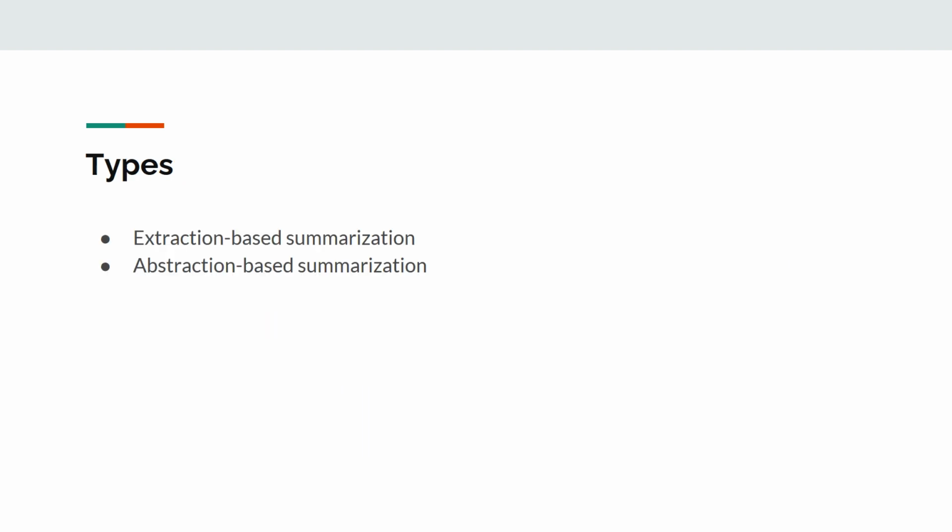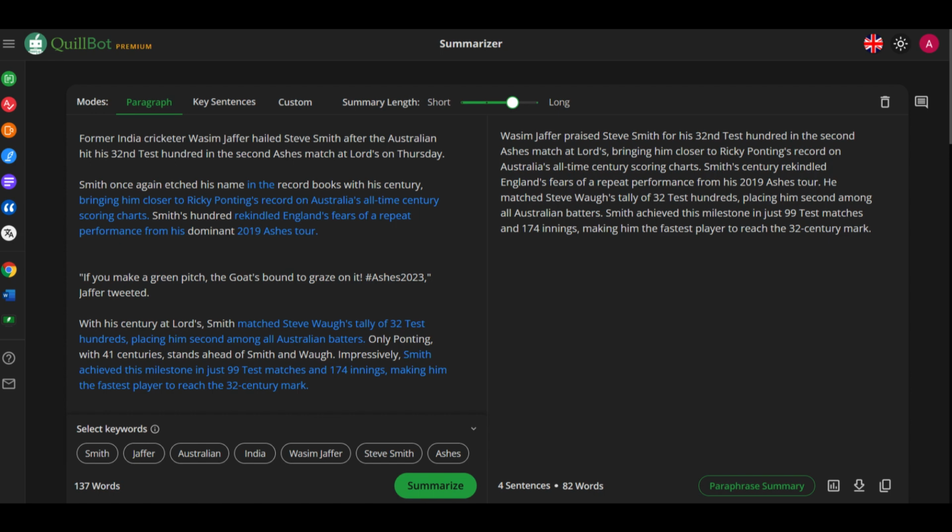There are two types of summarization processes. In extraction-based summarization, a subset of words that represent the most important points is pulled from a piece of text and combined to make a summary. Think of it as a highlighter that selects the main information from a source text. As we can see here, important pieces of the original text are highlighted in the summary.